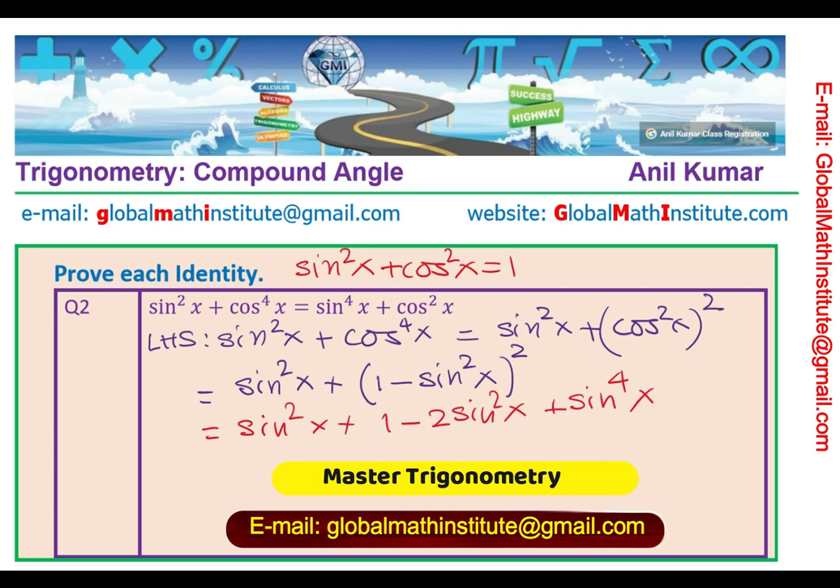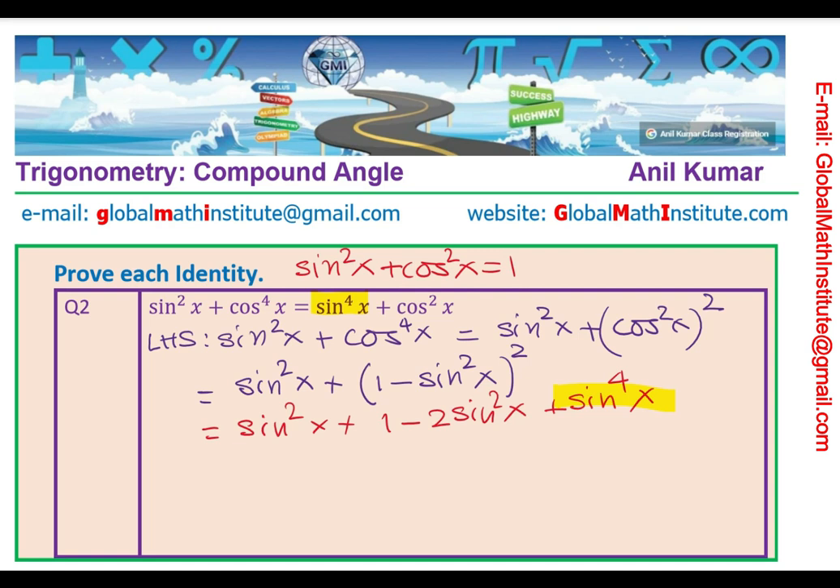So see, we already got sin to the power of 4x, right? Which we wanted. But we need cos square x. Well, sin square x minus 2 sin square x is minus sin square x, right? That helps, correct? So we can write this as 1 minus sin square x plus sin to the power of 4x.